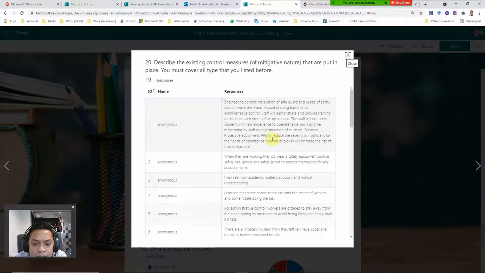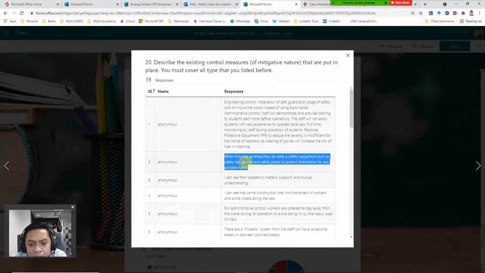See here, this is a very generic answer. When they are working, they do wear safety equipment such as safety hat, glove, and safety jacket to protect themselves from any possible harm. So it's not answering the question. Which one is mitigative? And how do you consider it as mitigative?